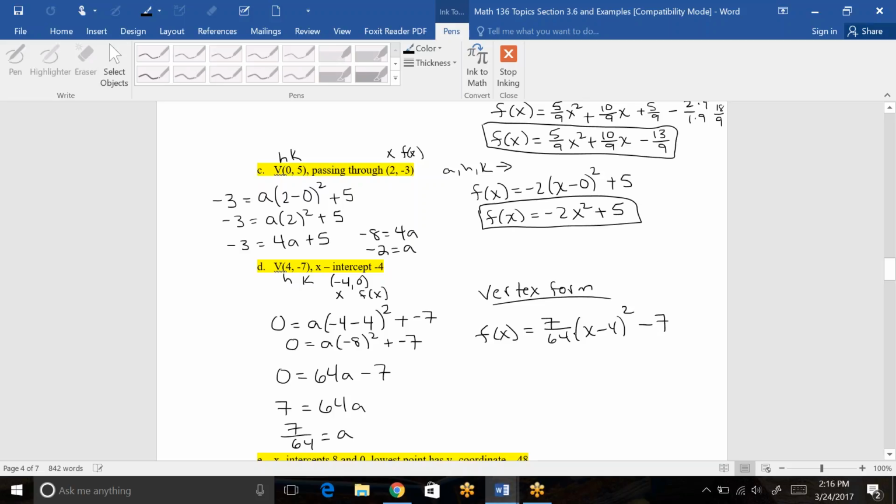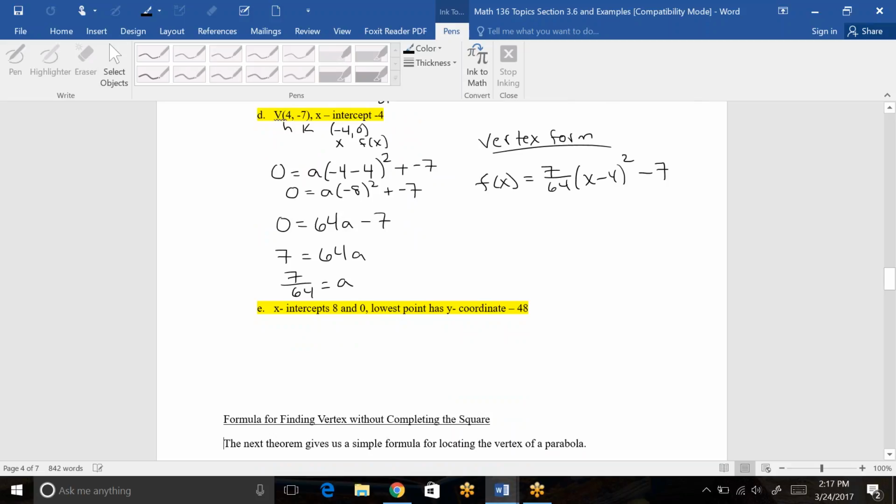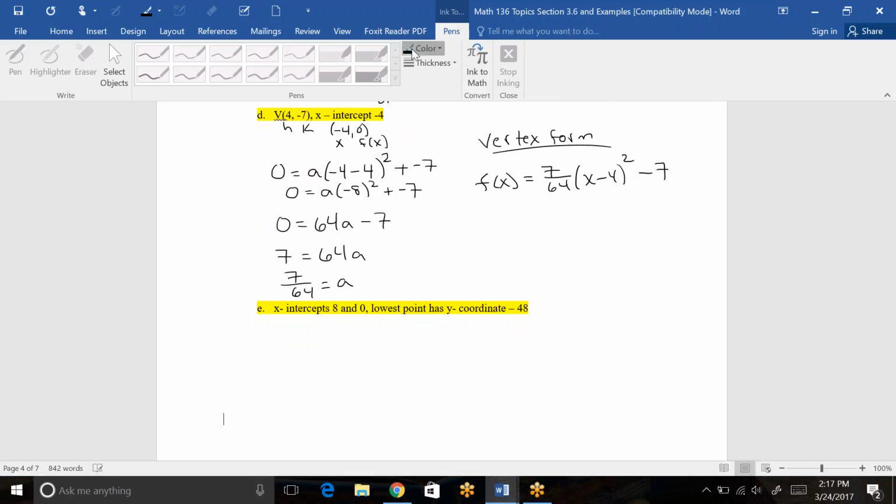Of course, if we wanted to work this out, we would have to FOIL that and then distribute the 7 over 64. The one I do want to do that's a little bit different and might show up in your homework is this situation right here. So this one doesn't give us the vertex at all. So notice we don't have the vertex in front of us.